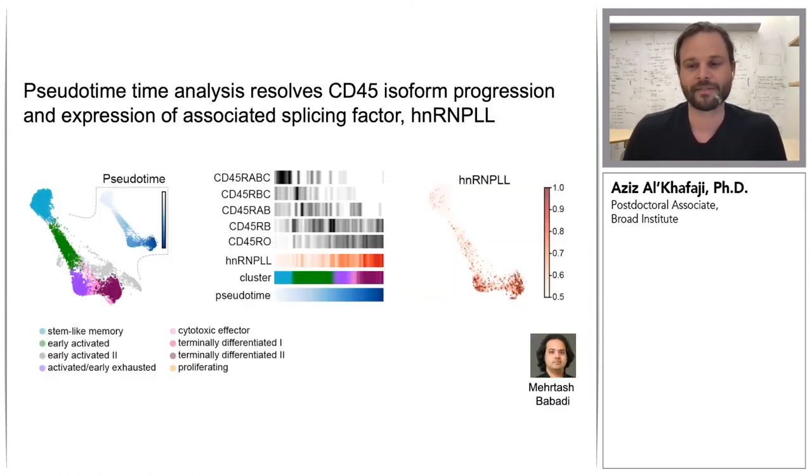So next we leverage pseudotime analysis to visualize the progression of CD45 splicing over the course of T cell differentiation. On this force-directed graph, we can see the sequence of differentiation in pseudotime, where we have our stem-like memory leading to our early activated, then early exhausted cytotoxic effectors, and then terminally differentiated. Shown here is the clear progression of CD45 class switching over the course of pseudotime. And notably, we observe the monotonic increase of the key CD45 splicing factor, HNRNPLL, along pseudotime as well. So this is very confirmatory to our results and really shows the power of being able to identify splice patterns and then be able to look up the splicing factors that are implicated in the processing of those mRNAs.